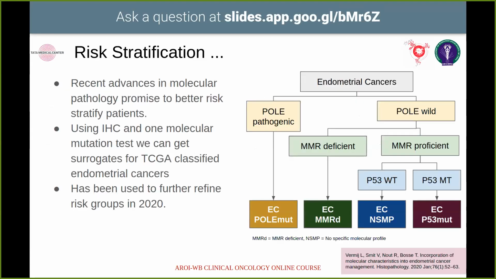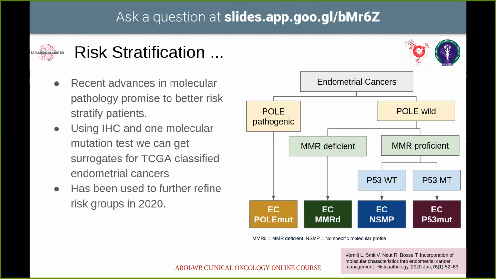With the advances in molecular pathology, there was a drive towards seeing whether this also results in better risk prediction. And using immunohistochemistry and a single molecular test, Wemge et al. have proposed an algorithm by which we can classify endometrial cancers into 4 risk categories. Now, please remember, these are not risk categories based upon your classical clinicopathological factors, but upon the presence of mutations and other features. So this is the flowchart.